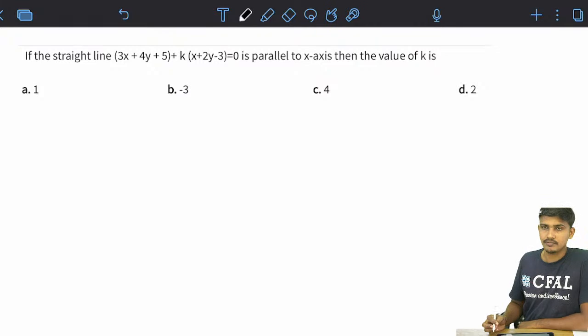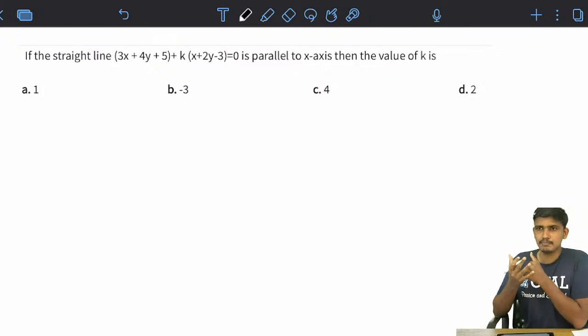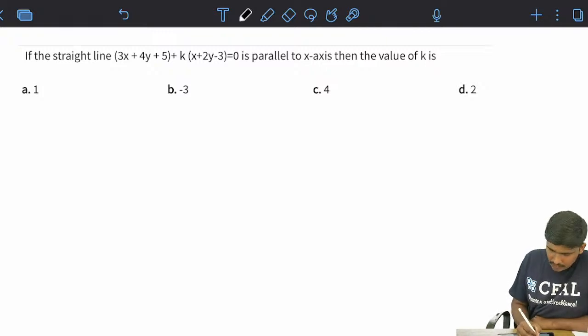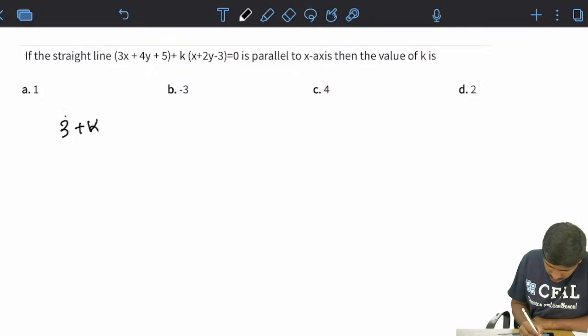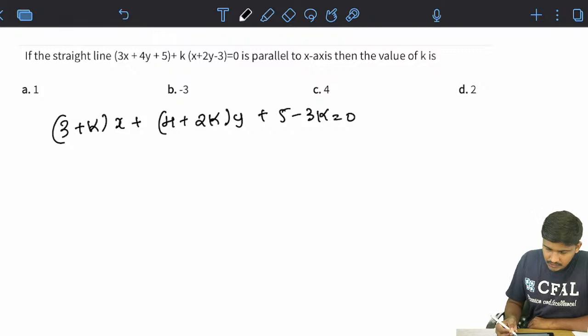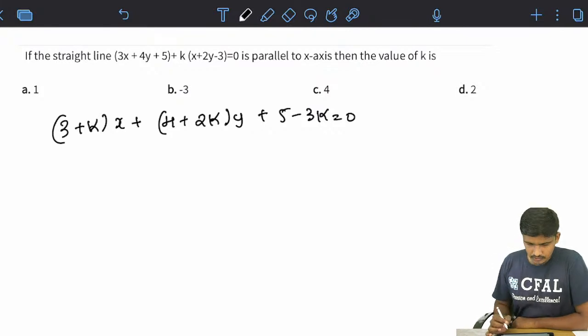Very simple. First we need to convert it to the form y = mx + c, where m is the slope. We know that when the line is parallel to the x-axis, the slope will be just 0. So I'll put the x terms together and the y terms together. This will be (3 + k)x + (4 + 2k)y + (5 - 3k) = 0. I have just rearranged the terms, nothing else.